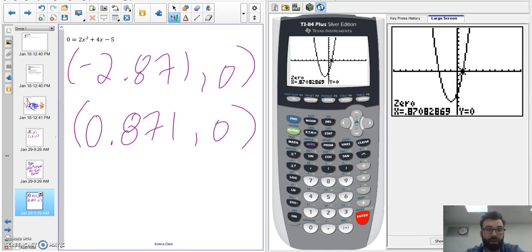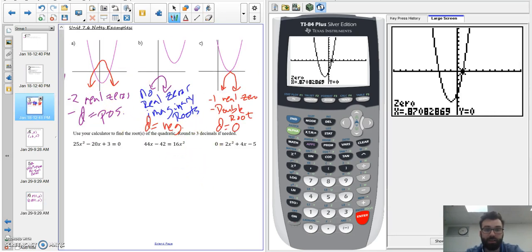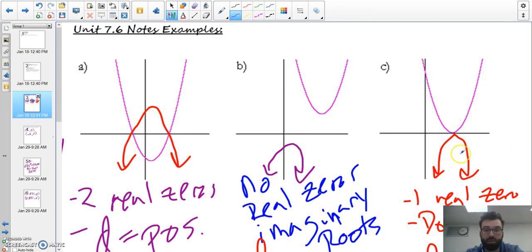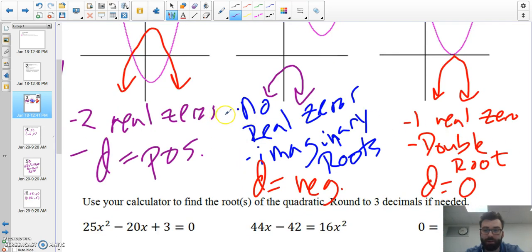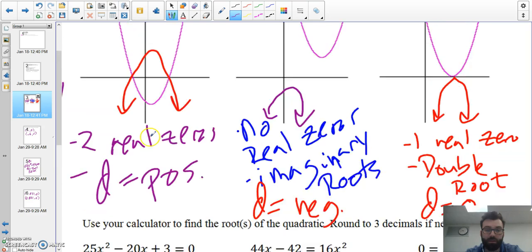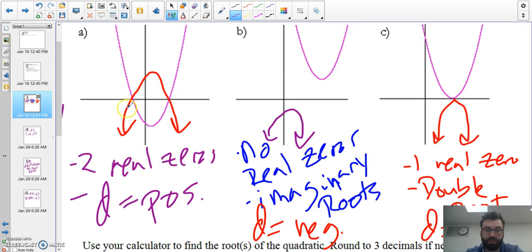Just to review, all right, I could have no real zeros, in which case I have imaginary roots. I could have one real zero, which is a double root, where my discriminant is 0, and I could have 2 zeros where my discriminant is positive. Okay, that is graphing. So much fun.